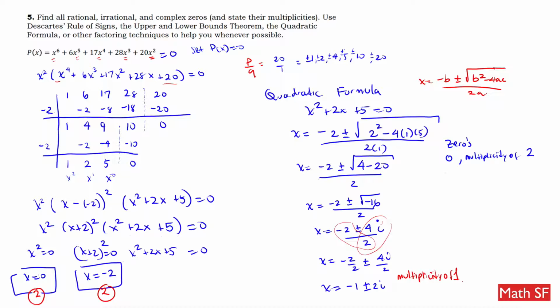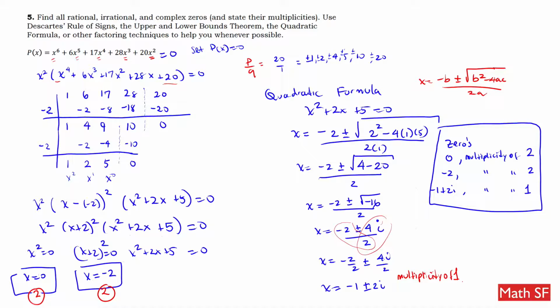And then I have the negative 2, again with multiplicity of 2. And then I also have the negative 1 plus 2i. I only get to take 1; I don't take the pair of conjugates. Negative 1 plus 2i, multiplicity of 1. So this is my answer. These are my zeros and their multiplicities.